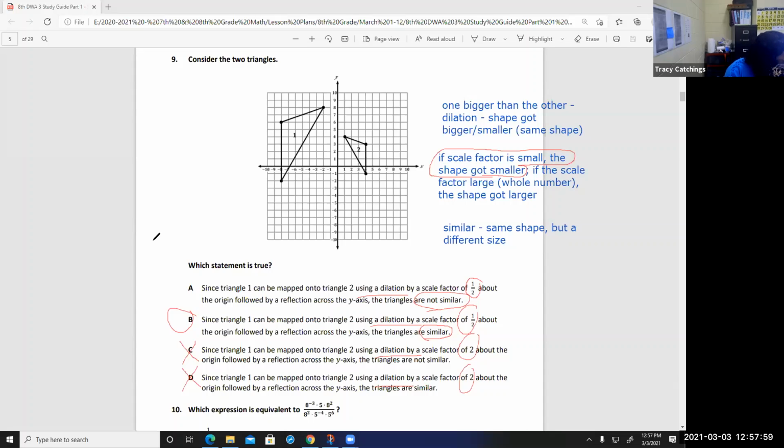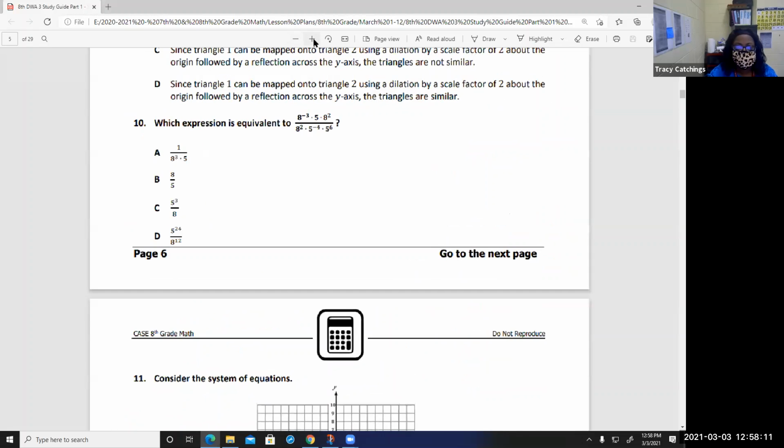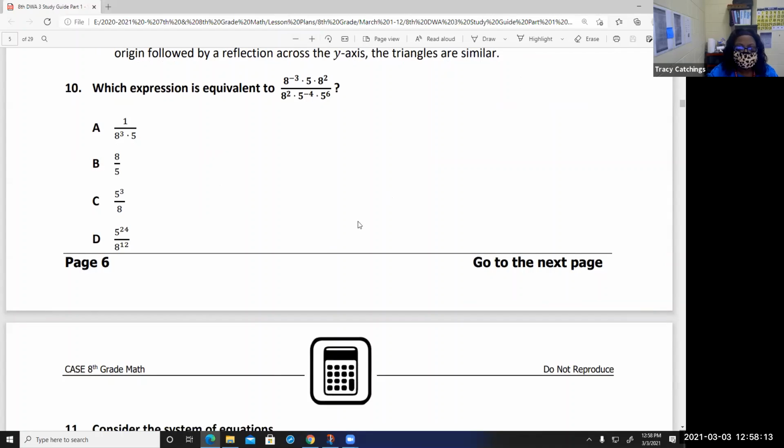Any questions about it? Okay. Everybody got what you need? All right, we're going to try to make it through 10. Number 10 reads, which expression is equivalent to that.